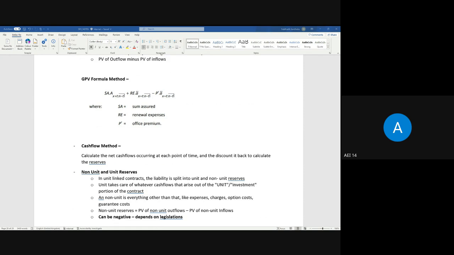So your GPV formula method would get more and more complicated with time if you stick to using the flat-out formula. Instead, if you make a cash flow projection of the same policy, you'd be able to estimate those cash flows much more easily. You'll be able to estimate those expenses and charge structures in a more streamlined fashion.